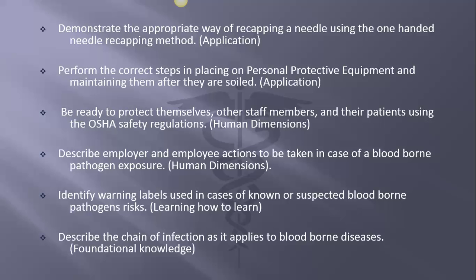Demonstrate the appropriate way of recapping a needle using the one-handed needle recapping method. Perform the correct steps in placing on personal protective equipment and maintaining them after they are soiled. Be ready to protect themselves, other staff members, and their patients using the OSHA safety regulations. Describe employer and employee actions to be taken in case of a bloodborne pathogen exposure. Identify warning labels used in case of known or suspected bloodborne pathogen risks. Describe the chain of infection as it applies to bloodborne diseases.